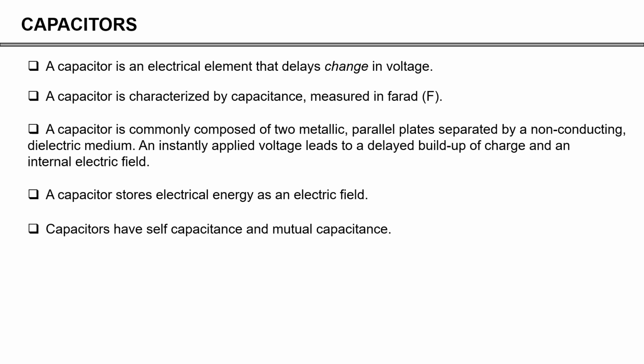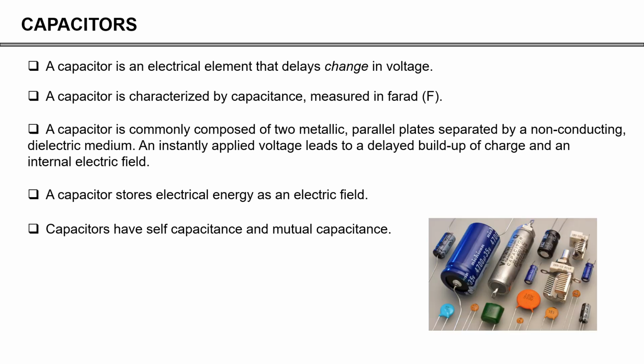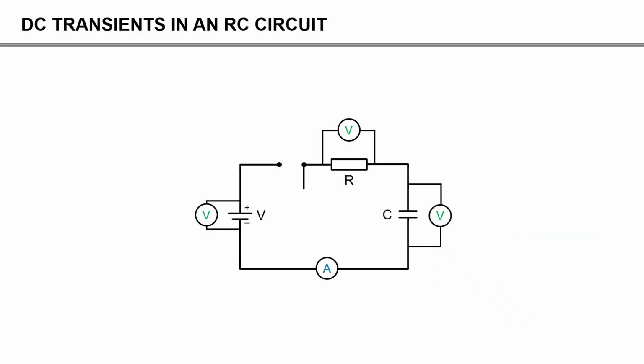You can have both self-capacitance and mutual capacitance, and these are how they look. You can see on some of them a little bit the arrangement of some internal plates. So you can definitely add capacitance to a system by using one of these. Okay, so let's now see how that looks. So here now we have a capacitor.